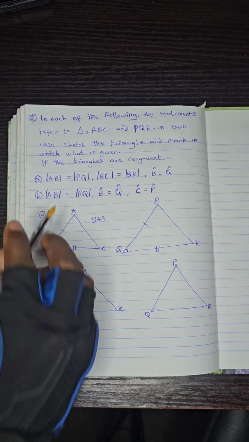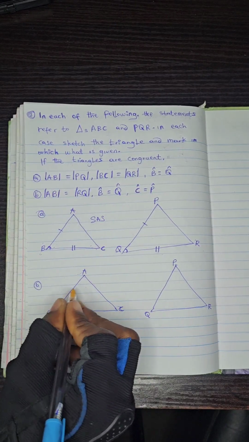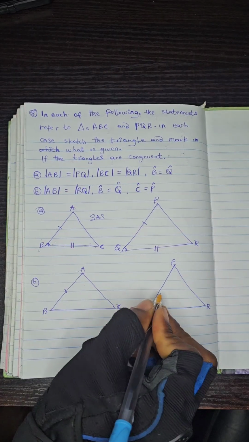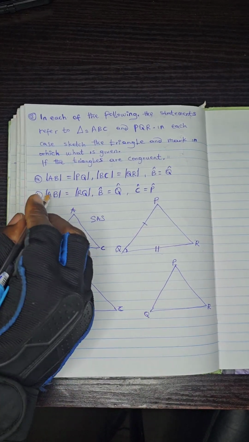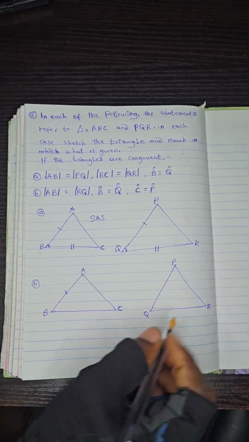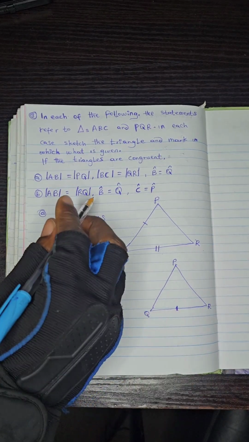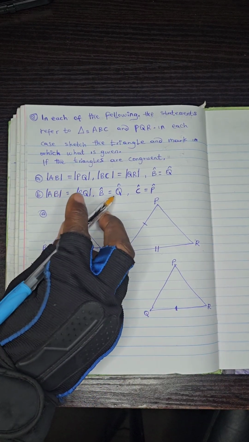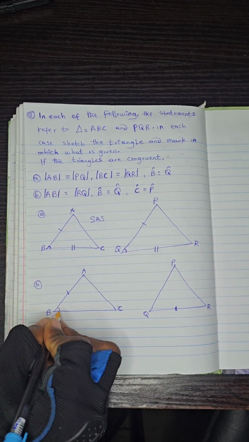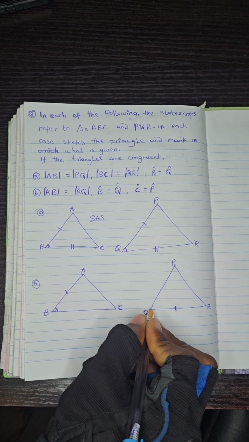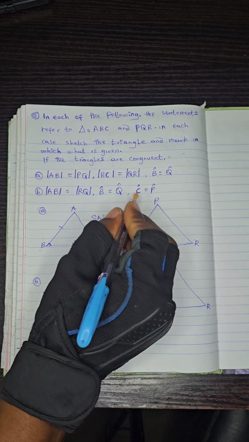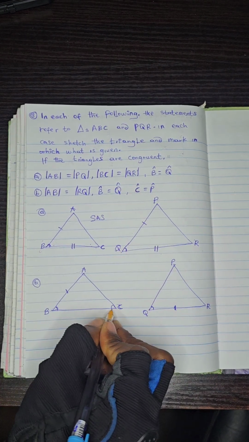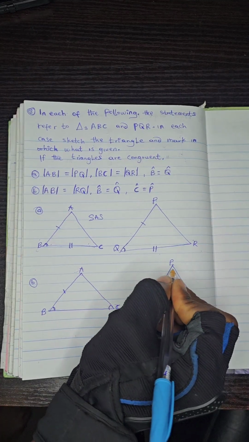For the second one, AB is equal to RQ. AB is equal to RQ. This is AB. This is RQ. So put it here. Angle B is equal to angle Q. This is angle B and is equal to angle Q. Then angle C is equal to angle P. This angle C is equal to what?